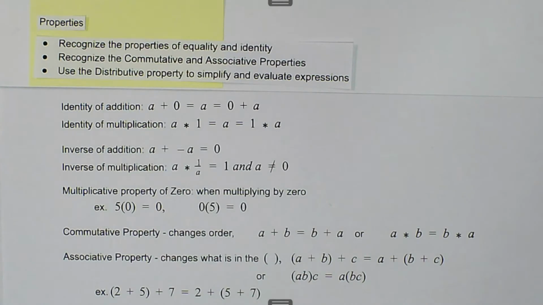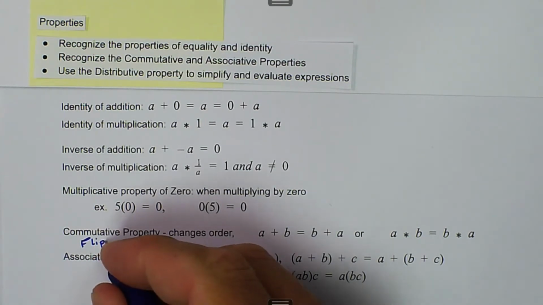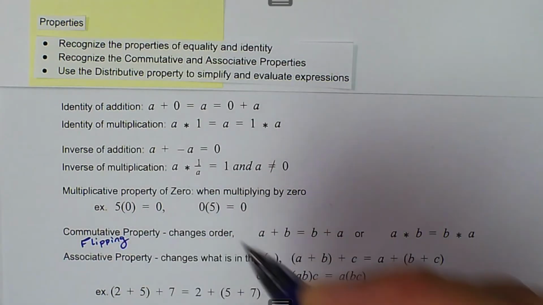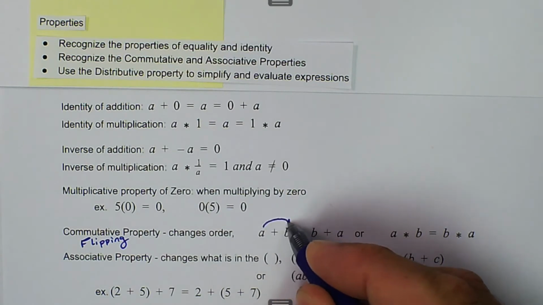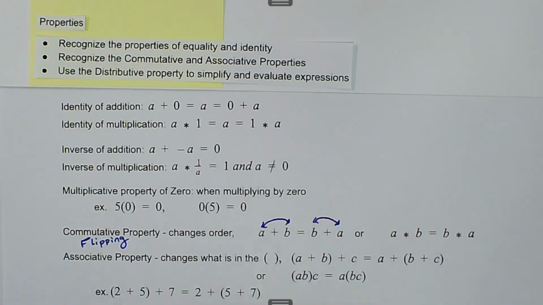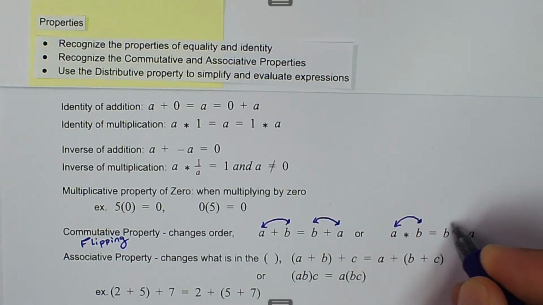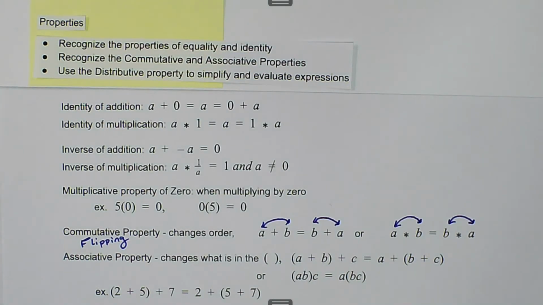Commutative property changes the order. So basically that just means that we're flipping. So here we have a plus b, here we have b plus a. So all we did was we changed the order. And we can do that with addition, or we can do that with multiplication. Here we have a times b, and here we have b times a. So we're just changing the order.